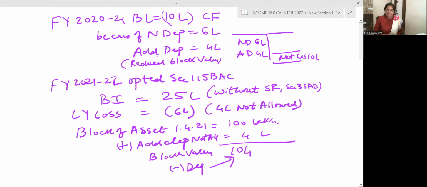Is this clear? Last year you claimed 6 lakhs and 4 lakh depreciation, but you did not have sufficient income, so there was a loss. This year, with 115BAC, you have got a wonderful profit of 25 lakhs. So actually, you can set off 6 lakhs and 4 lakh both.